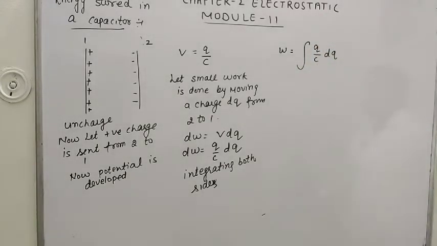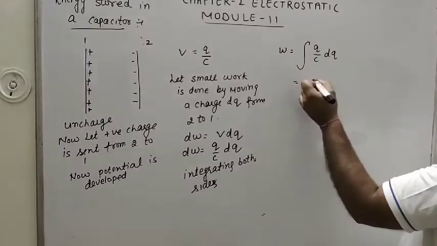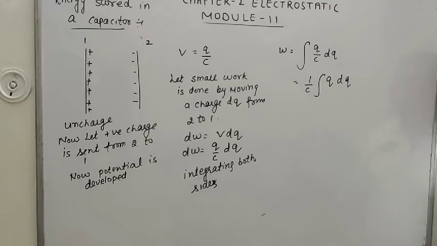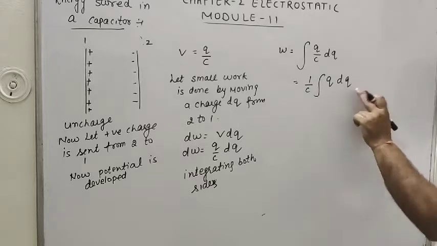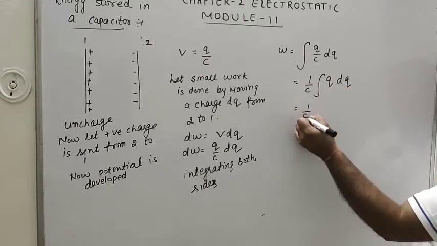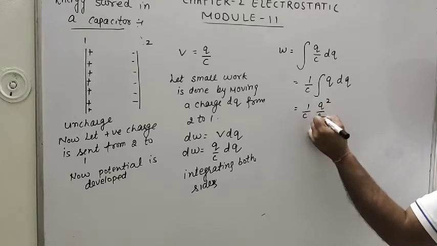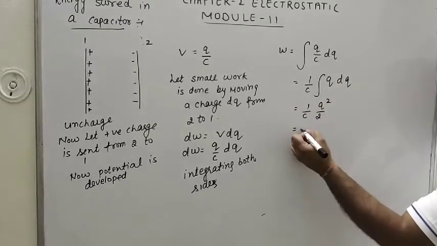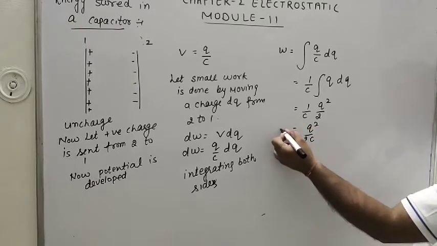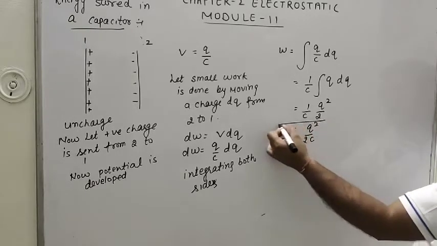So very simple. 1 by C is constant, Q into dq. You know what will be the integration of Q with respect to dq? That is equal to 1 by C into Q square by 2. One power will be added. That is Q square by 2C. And this work done is stored in the form of energy.